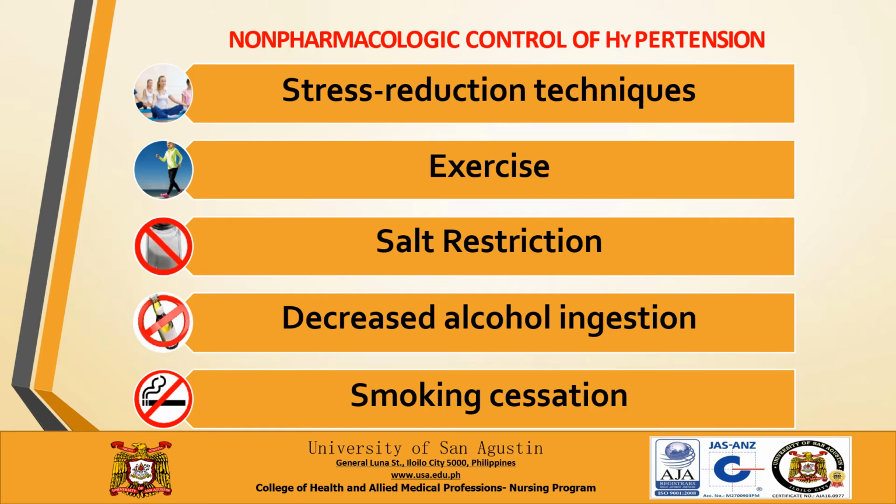Okay, so how to control your hypertension in a non-pharmacologic way? First one is of course stress reduction, exercise, and salt restriction, because again salt increases your blood pressure. And then decrease alcohol ingestion and of course smoking cessation.